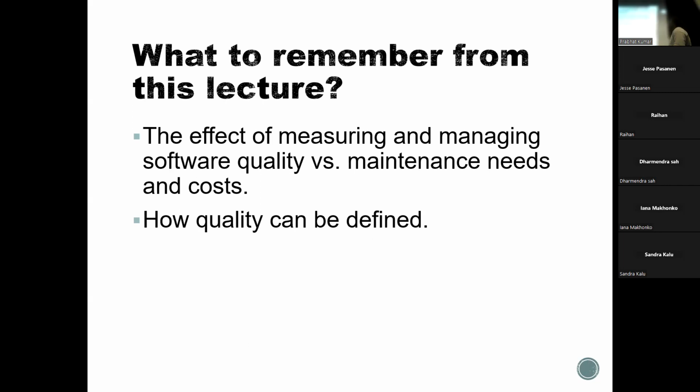So what to remember from this lecture? There are two main things that you should remember. The first thing is the effect of measuring and managing software quality versus maintenance needs and cost. The other one is how quality can be defined.